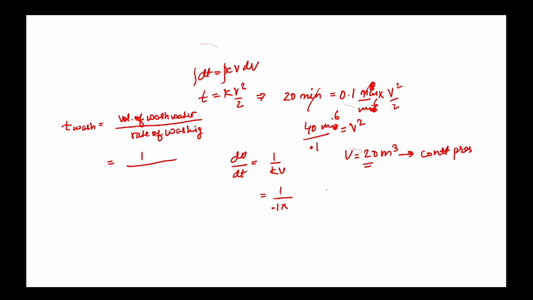Total volume will be, this is the total volume in the constant rate as well as in the constant pressure. So 20 plus 10, that is 30. So it will give around 1 by 3. Okay, 1 by 3. This is the rate of washing.